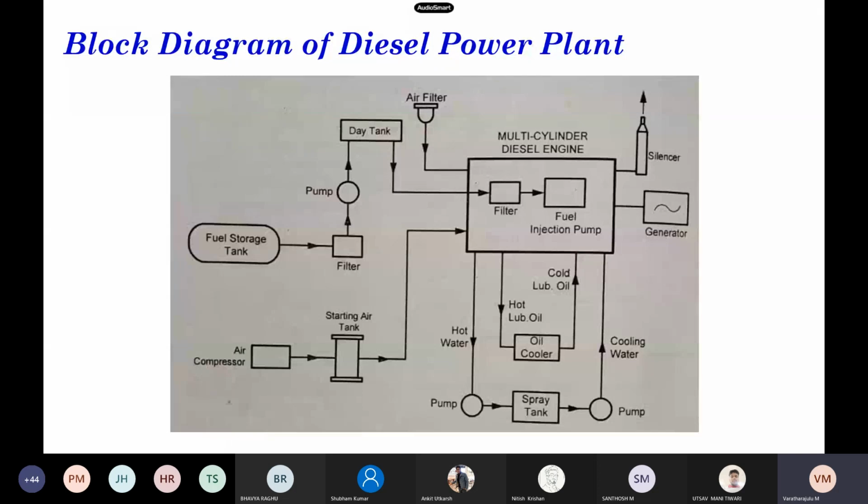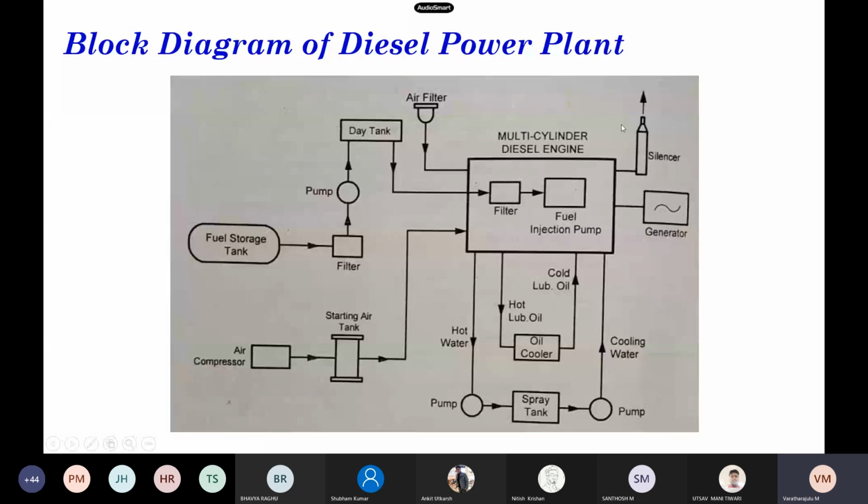And we have the exhaust system. In the exhaust system, a silencer or muffler is provided to reduce the noise produced by the engine. Diesel engines create very high noise, which has to be reduced with the help of a system called a silencer. See, in automobiles we also have a silencer, which reduces the noise.